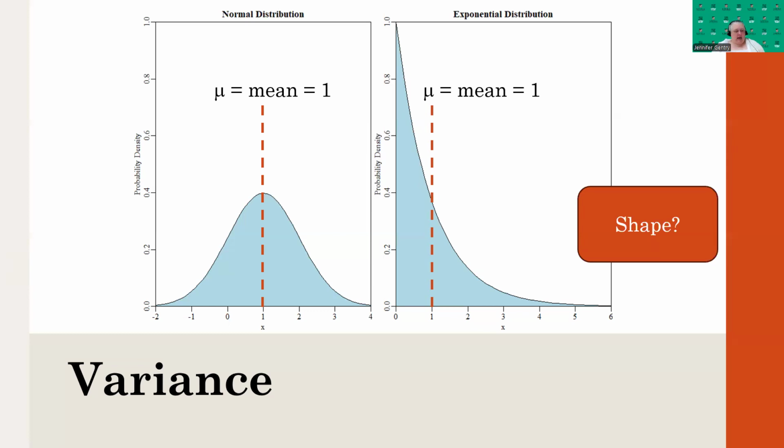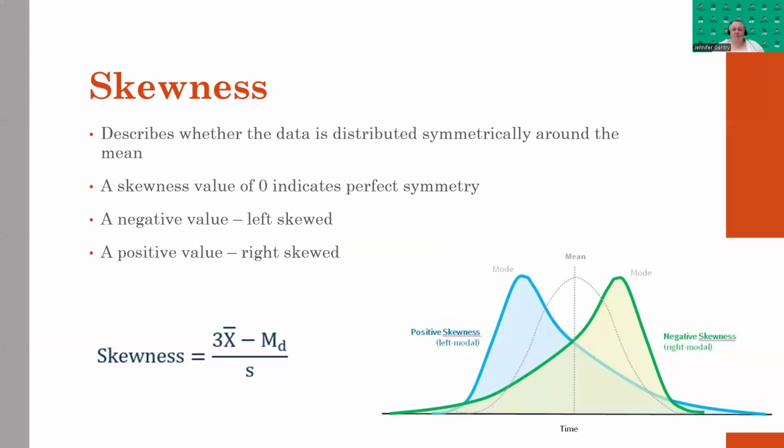I can describe this shape based on the mean using skewness. Skewness is how evenly distributed the data is amongst the mean. What does the shape look like? A skewness of 0 means I have perfect symmetry. That is my perfect bell curve. That is the one I want. That's my goal: the bell curve. Remember that.